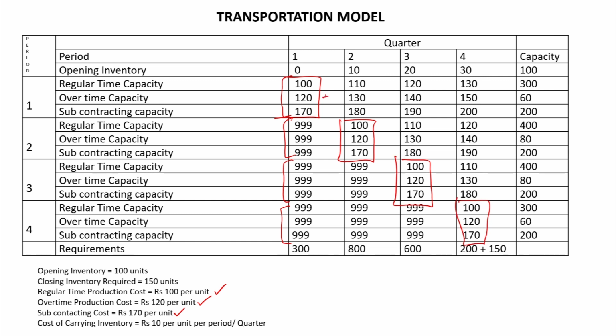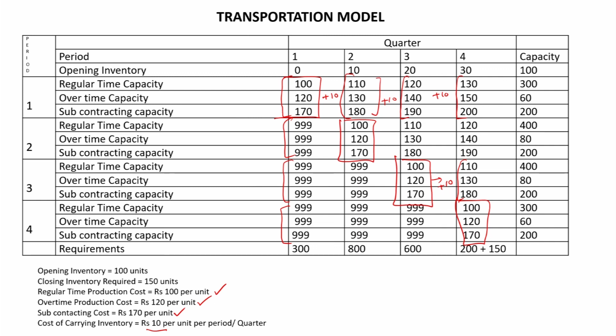And by adding rupees 10 we reach these numbers, and if we add 2 times 10 we reach these numbers. This 10 is nothing but the cost of carrying inventory per unit per quarter. By adding 10 we reach this particular number, and same way here, plus 10, like this. So, this is my cost matrix which we have filled.